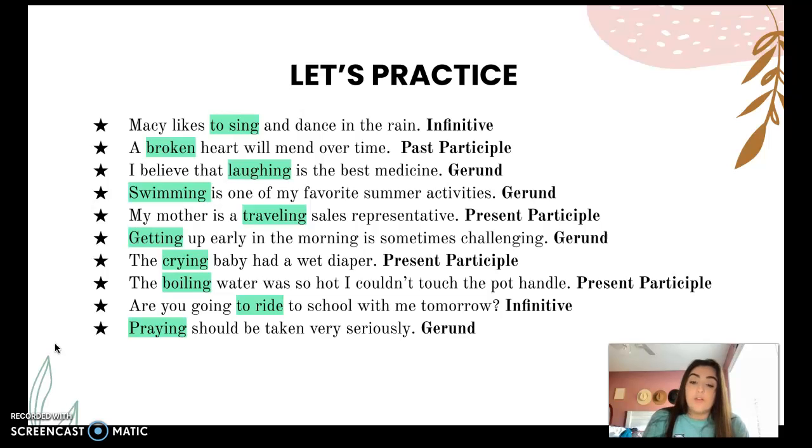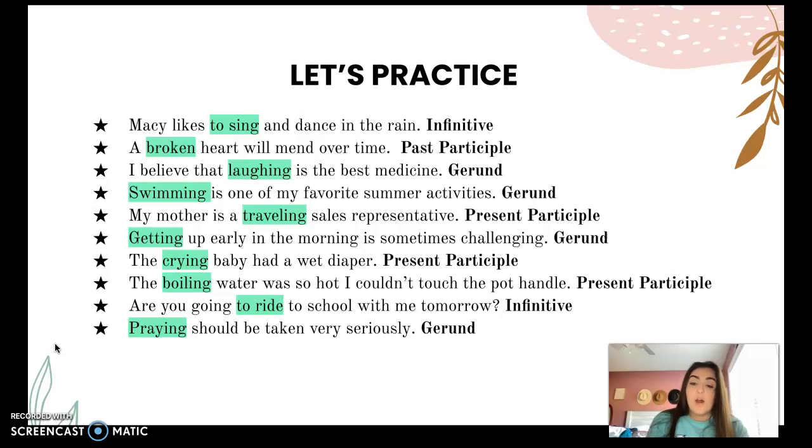So, if you underlined to school, I tripped you up. I kind of tricked you. You have to be careful. To ride is a verb in this sentence. So, your infinitive is to ride, but school functions as a noun. So, to school is not an infinitive.